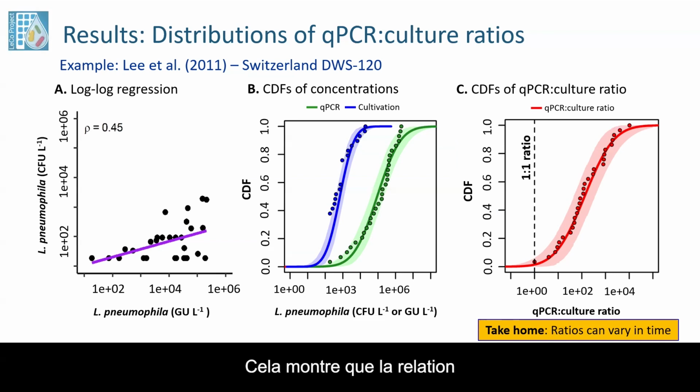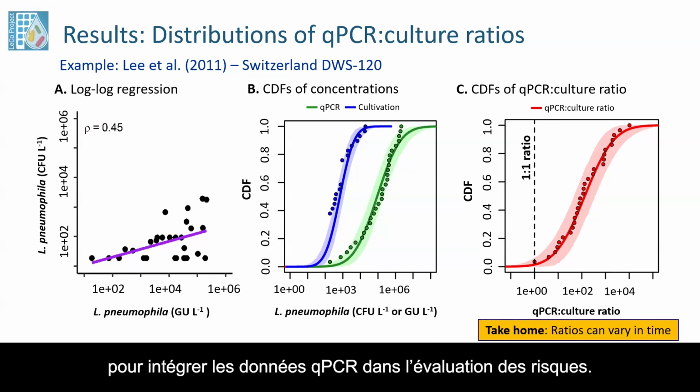This highlights that the relationship between qPCR and culture results is not fixed, but can fluctuate significantly within the same building over time. Accounting for this variability is essential for developing a safe and realistic conversion factor to input qPCR data into risk assessment.